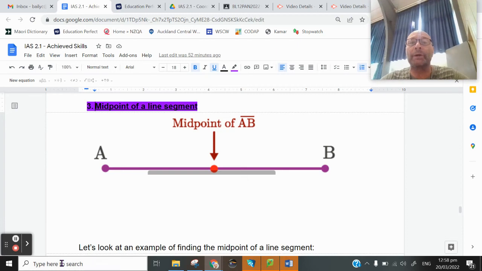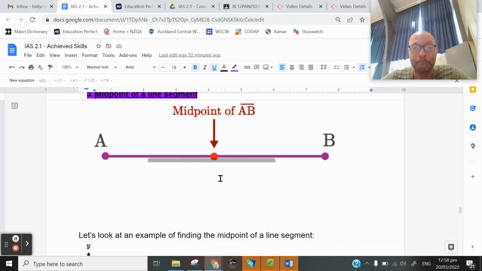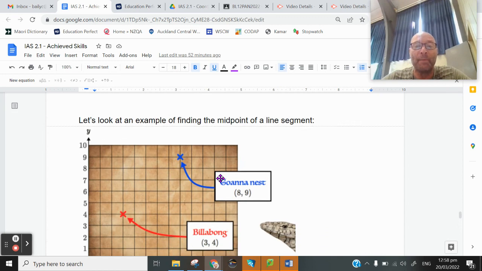In this video lesson, we're going to be talking about finding the midpoint of a line segment. So if we've got segment AB, the midpoint of AB is going to be right in the middle. Let's look at an example of finding the midpoint.